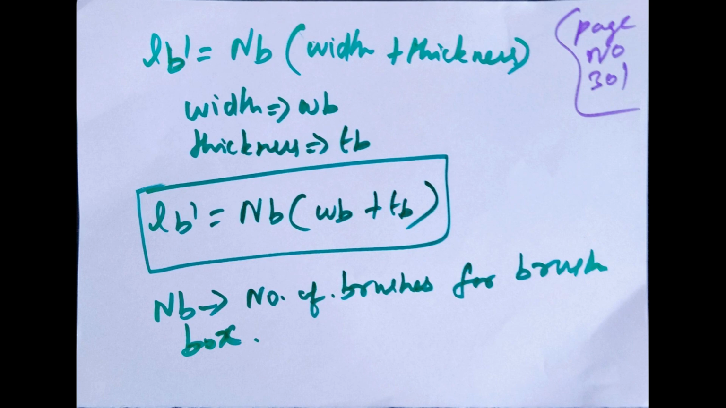Design of commutator and brushes. Fifth step: length of commutator. A: assume thickness of brush box to be 6 to 8 millimeter. B: calculate axial length occupied by brush boxes, LB dash.